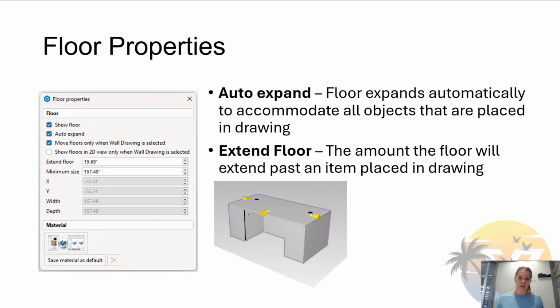When you are in floor coverings, you will have this floor properties box that you can pop up. A few things here. You can either show floor or not show floor with that check box. So if you don't want to have a floor at all, you can uncheck that. I advise you to have auto expand checked. This will expand the floor automatically to accommodate all objects that are placed in the drawing. So if you place a desk somewhere, the flooring is going to expand to make sure it's sitting underneath that piece of furniture.